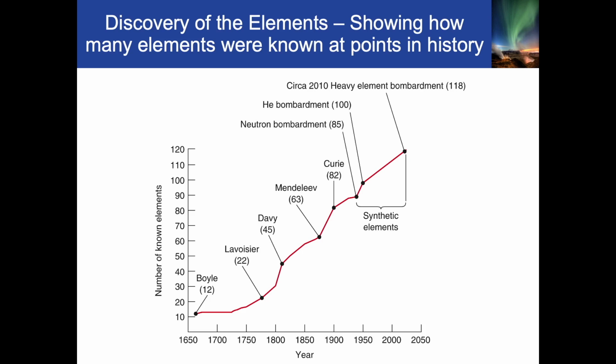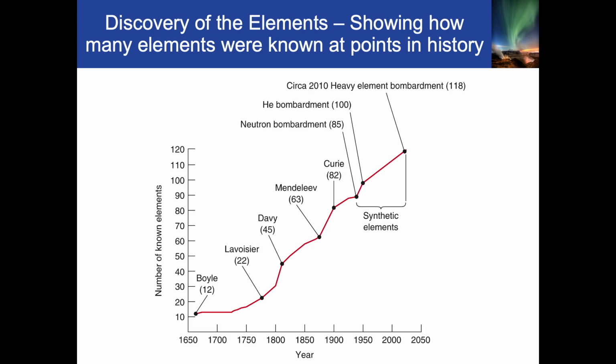This is a cool little chart that shows the trajectory of chemistry. It's so neat, right? If you saw a chart like this for physics, it's like a flat line, okay? Or geology, it's like a flat line. When you see a chart like this for chemistry, you can see how elements just get discovered over and over again. Here's Boyle, he discovered 12 elements. Lavoisier, the French guy, 22 elements, okay? Davy, oh no, it's not Jeffrey Davy, maybe it's Humphry Davy, whatever his name is.